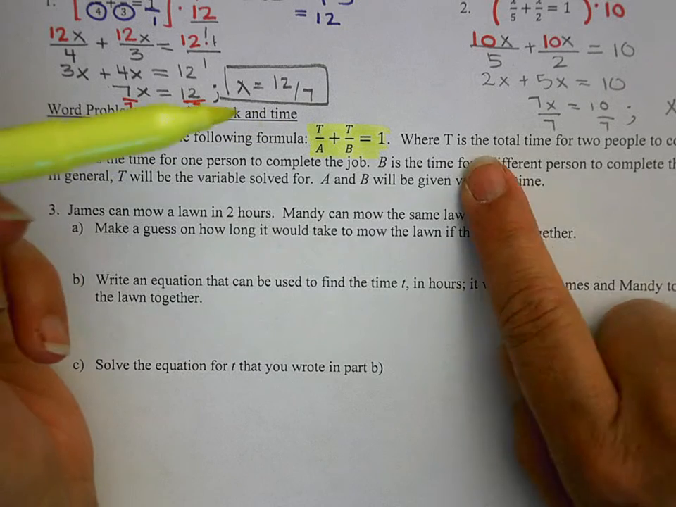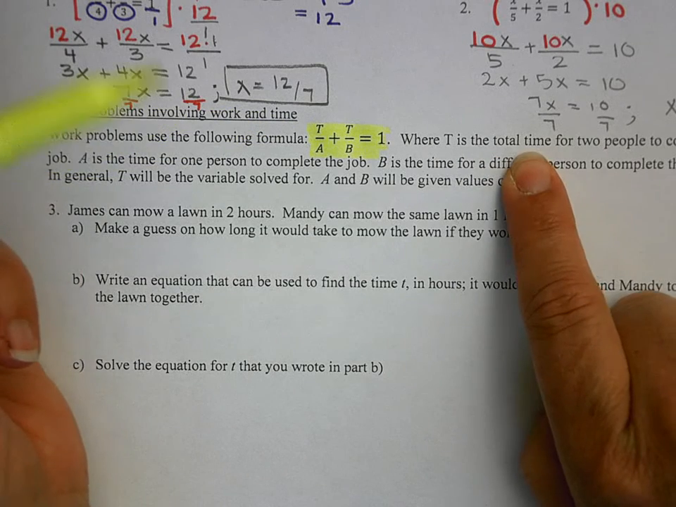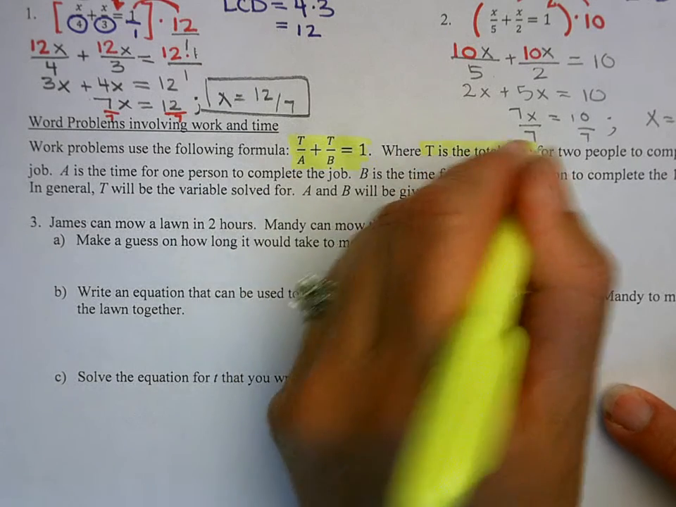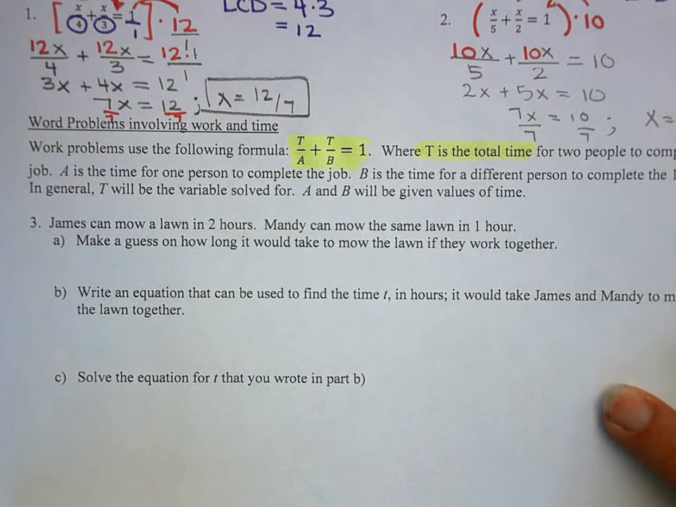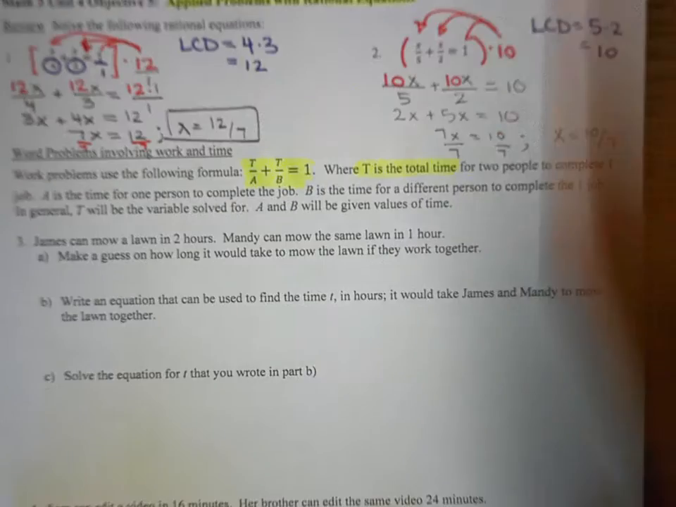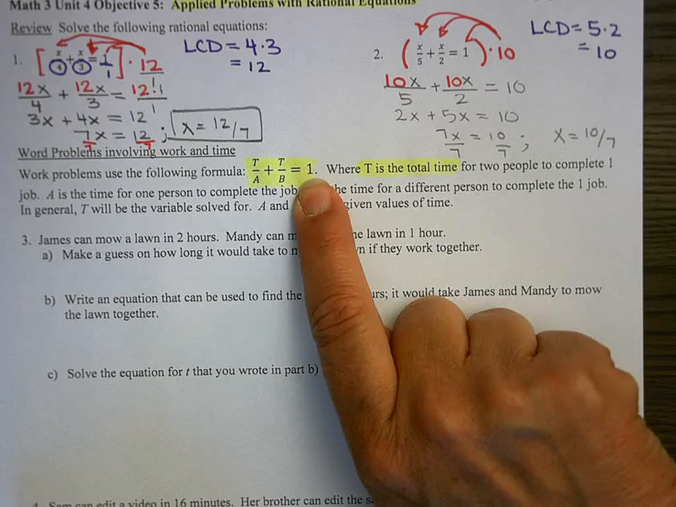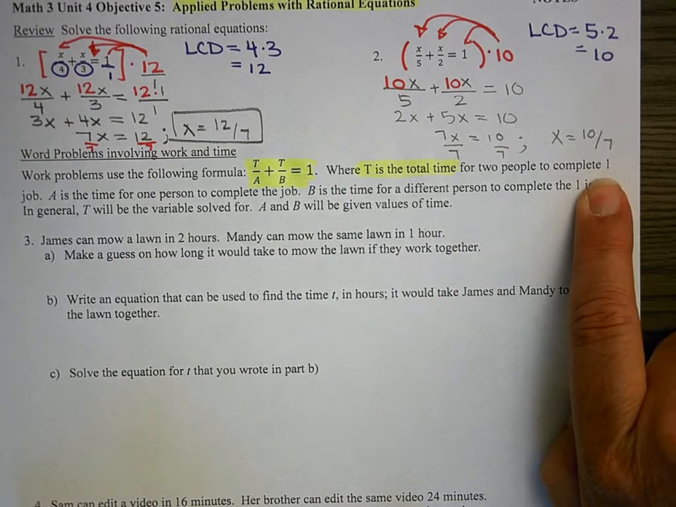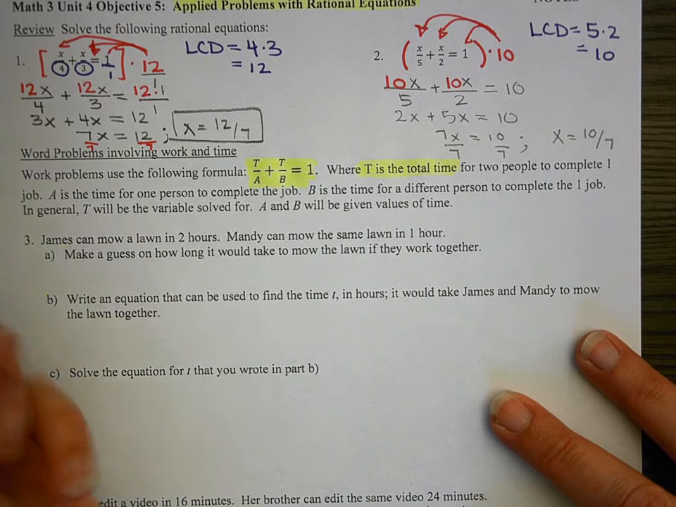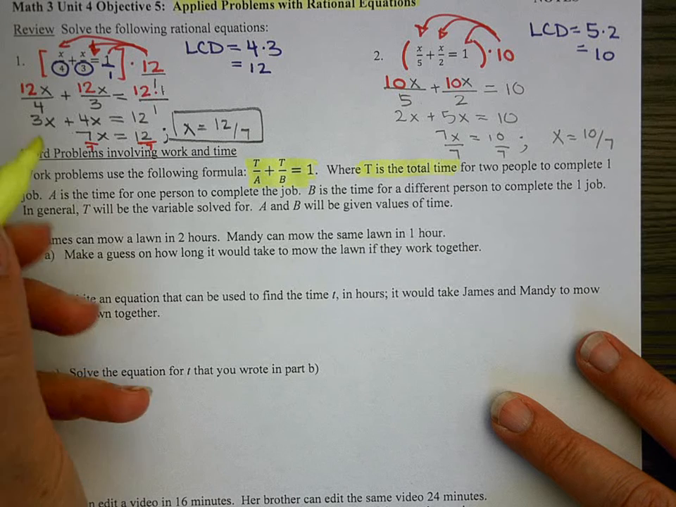So T is our total time for 2 people to complete one job. So T is that total time. So that would be how long it takes for two people to complete that one job. And so that's where that one comes from right here. So that one, because we're doing one job always for this level of math. And then A is the time it would take one person to complete that same job, okay?